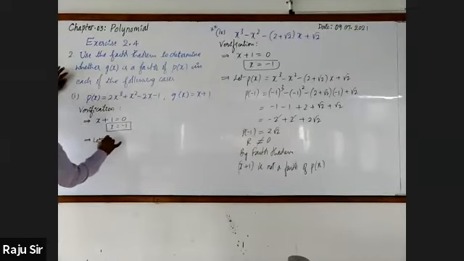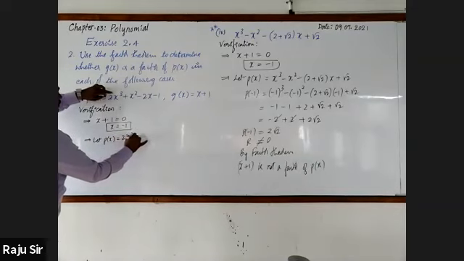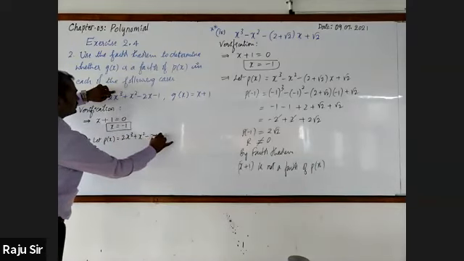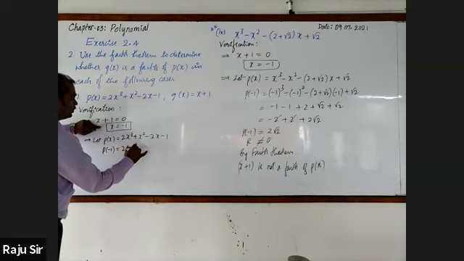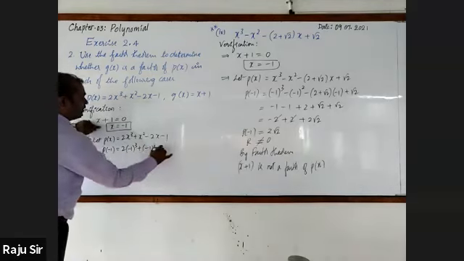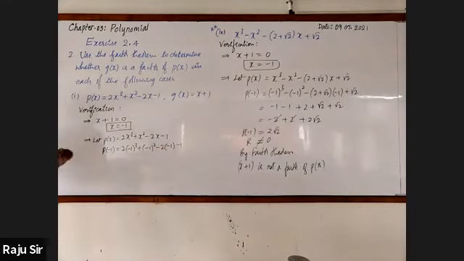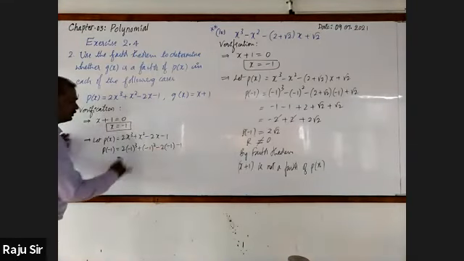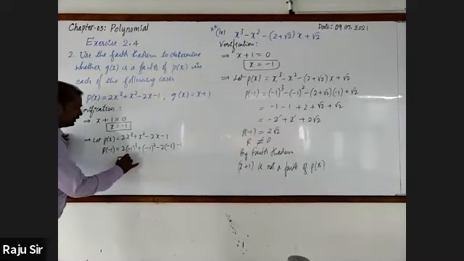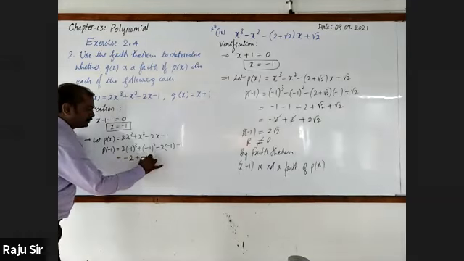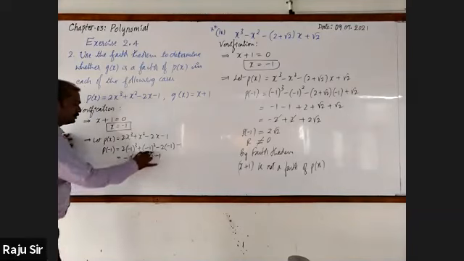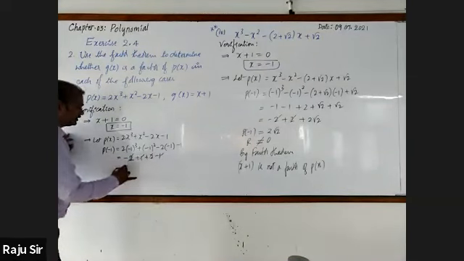Right. P of x is equal to 2x cubed plus x squared minus 2x minus 1. Substitute minus 1 in place of x. So 2 into minus 1 whole cube plus minus 1 whole square minus 2 into minus 1 minus 1. Minus 1 whole cube is minus 1, into 2 it is minus 2. Minus 1 whole square is plus 1. Here minus into minus is plus, 2 ones are 2. Then minus 1. Plus 2 minus 2 get cancelled, plus 1 minus 1 get cancelled. 0. I've got 0.